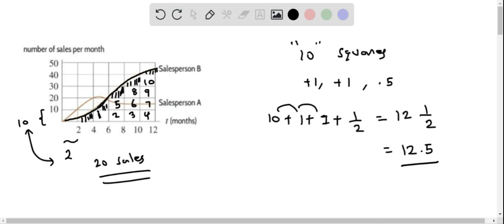So here we have counted approximately 12.5 boxes. Which means we have to sum it up like this: 12.5 times 20, and this gives 250. So therefore, approximately the salesperson B has made 250 sales.